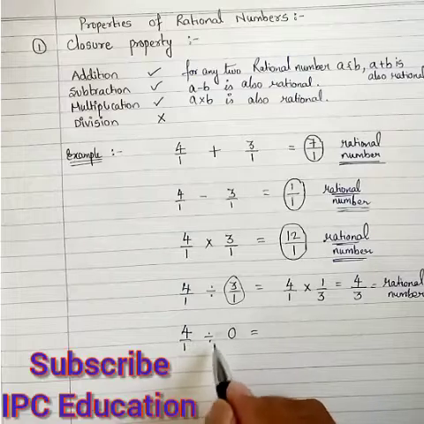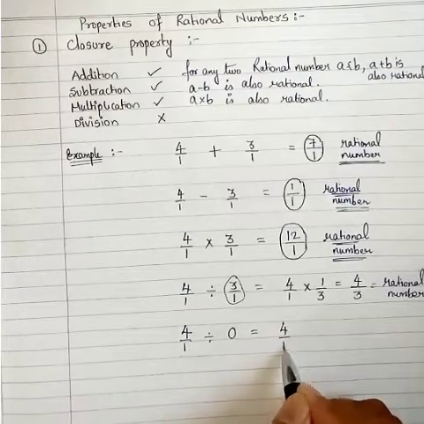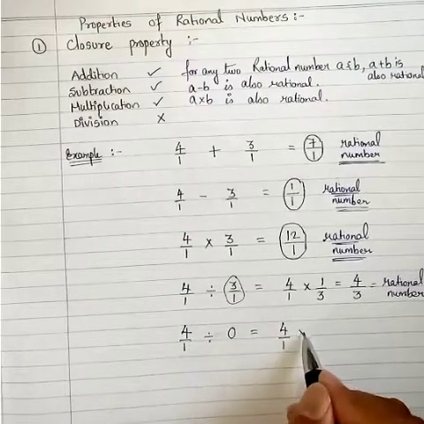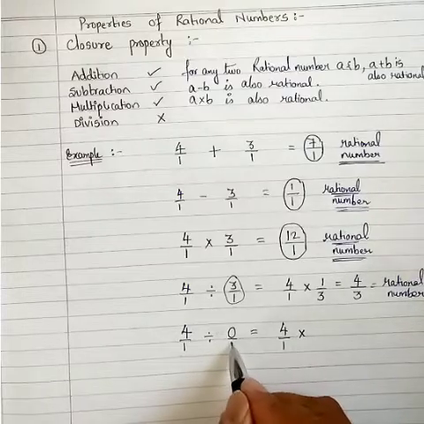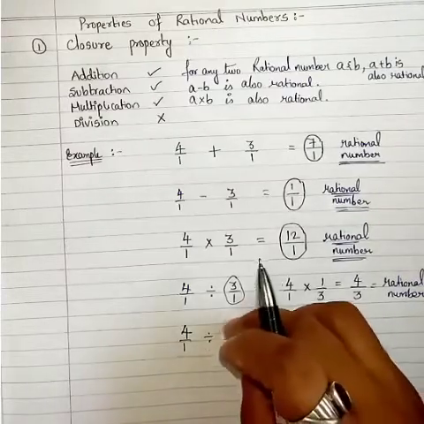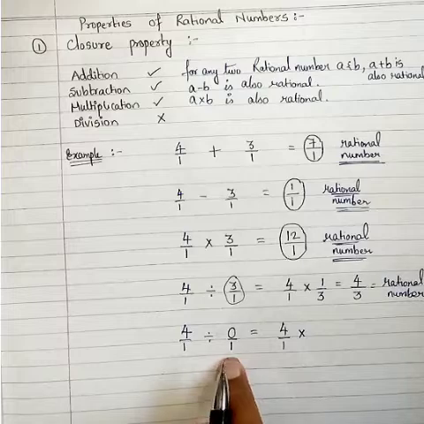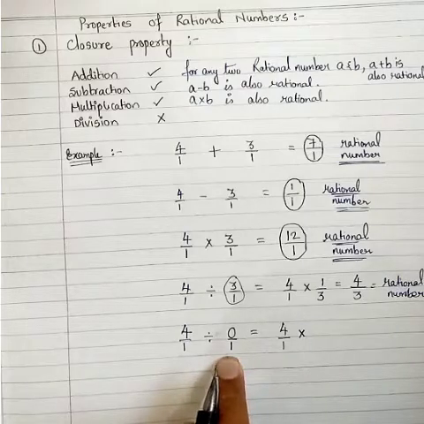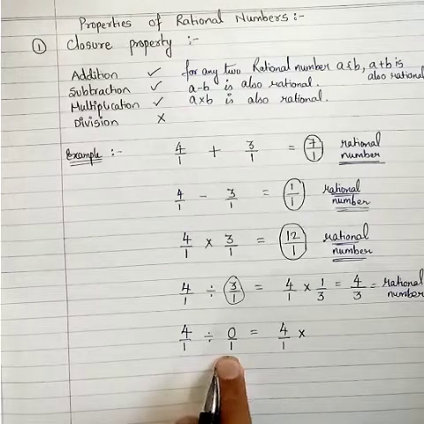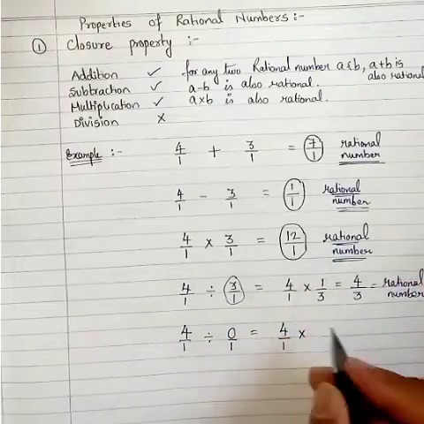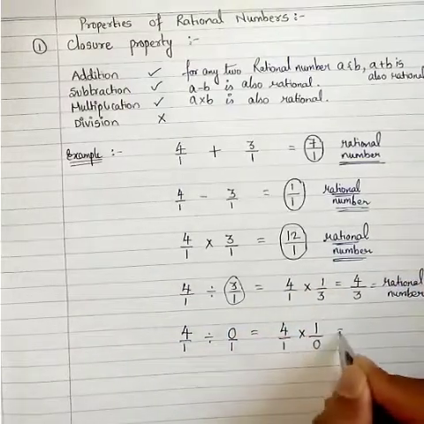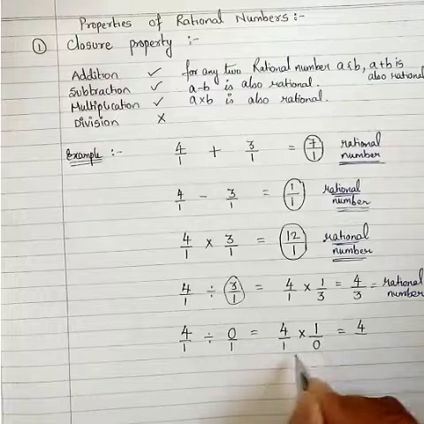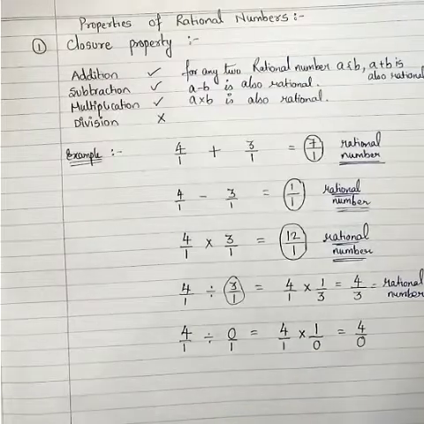Now, if I change this divide sign, it will change to multiply. 0 is also a rational number, right? And here I can keep the denominator 1. I told you for any number we can keep denominator 1 and its value will not change. Now the reciprocal of this will be 1 upon 0. 4 1s are 4 and 0 1s are 0.